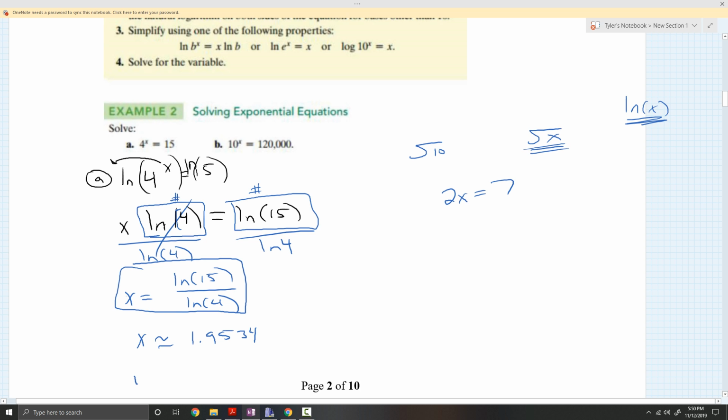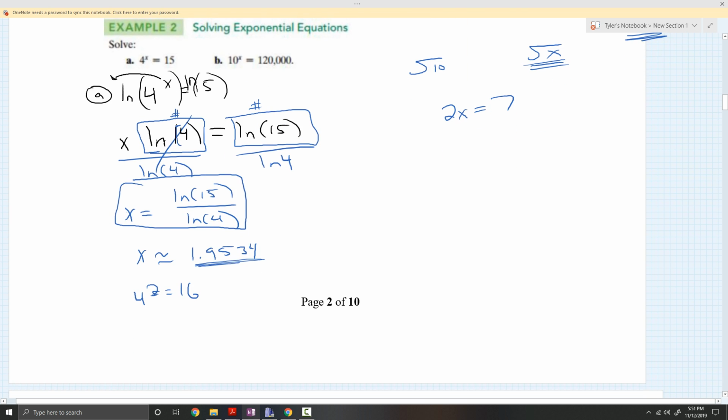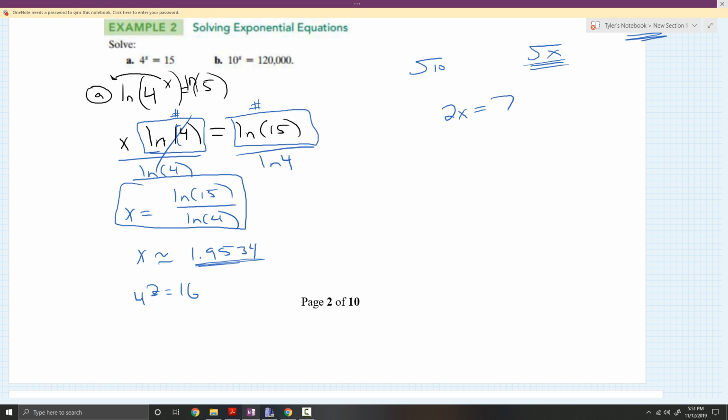Well, it seems reasonable because 4 squared is 16. So if I raise 4 to some power to get 15, I know it should be less than 2, but it should be pretty close. So my answer seems likely. You can use that basic number sense just to make sure we didn't make a silly error somewhere.